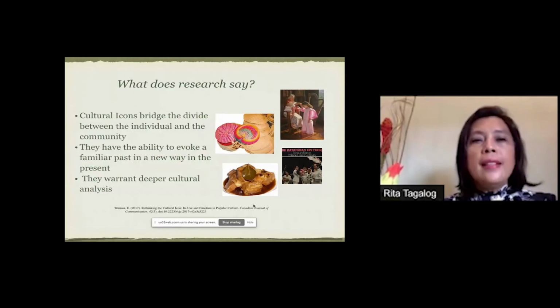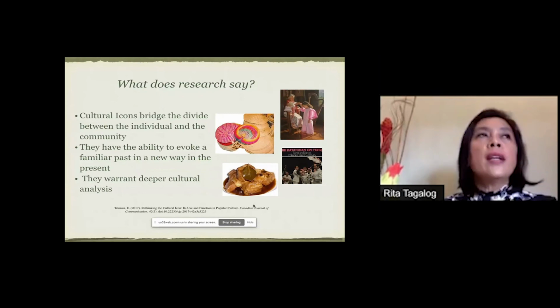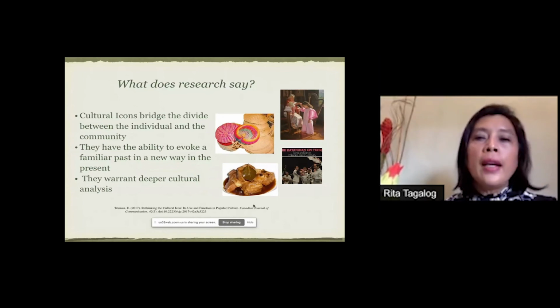Another study on cultural icons talks about rethinking the cultural icon. And in here, they found out that the cultural icons bridge the divide between the individual and the community. Okay? With the fast pace of our global situation, somehow we are far from our cultural heritage or cultural knowledge, no? We are more on American. Sometimes we use American terminologies, or what you call this, expression. Okay, but it's good to really look into the importance of our own.